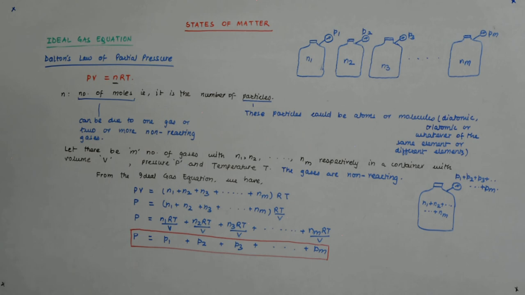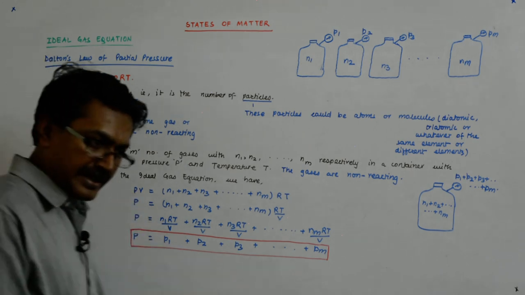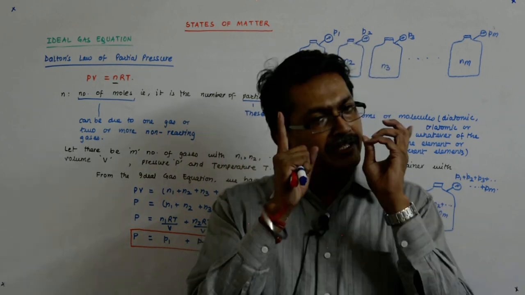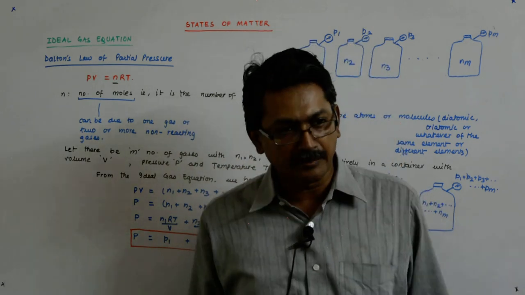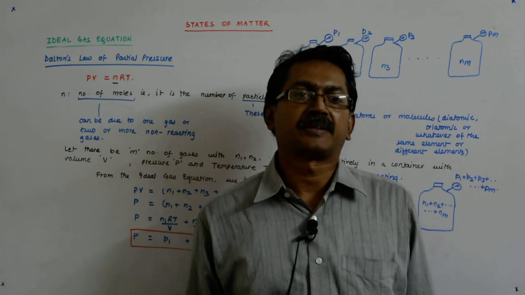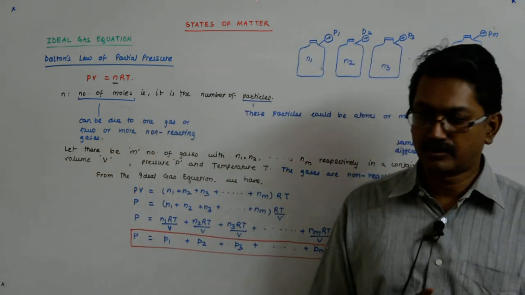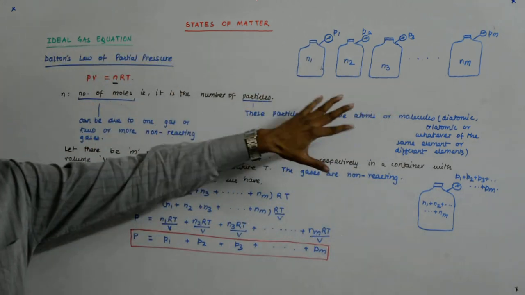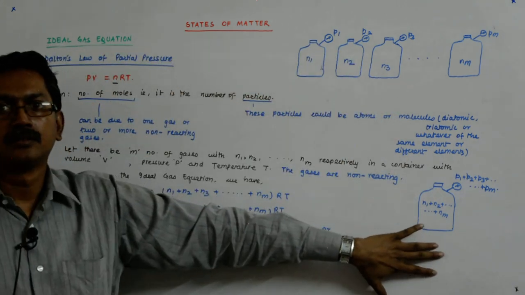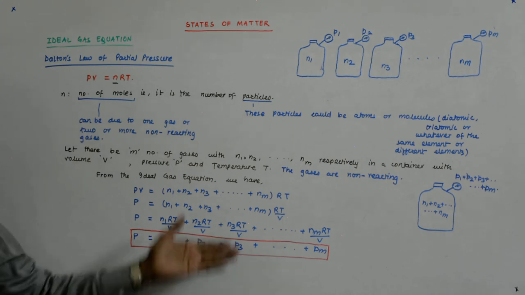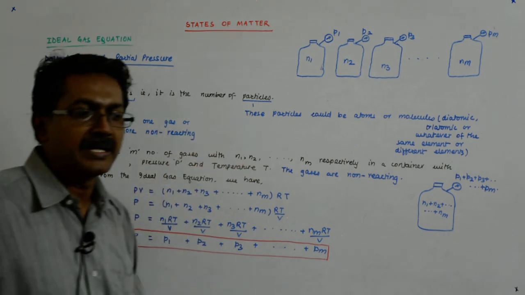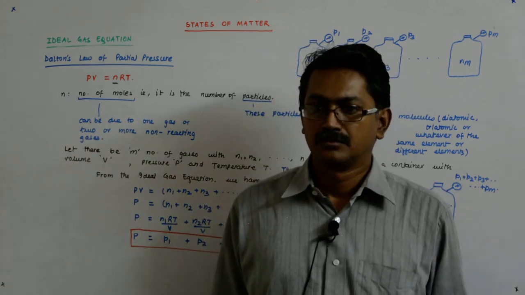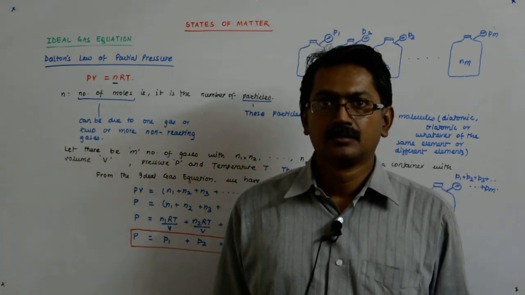This is called Dalton's law. That the total pressure when these individual gases, instead of remaining in the individual containers, come into one single container, same temperature, their total pressure is equal to the sum of the individual pressures. That's all. Here, you put it here, the equivalence is that the pressures will get summed up. That is all. Understand?